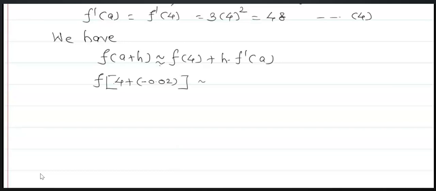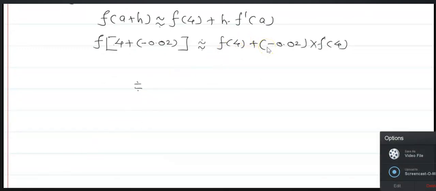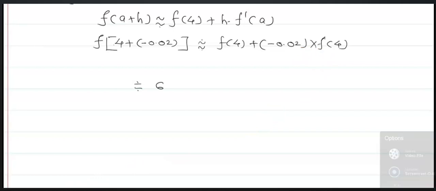Therefore, f of 4 plus 0 plus in bracket minus 0.02 is approximately equal to f of 4 plus h into f dash of 4, where h is minus 0.02. Now substitute the value. That is f of 64 plus minus 0.02 into 48.